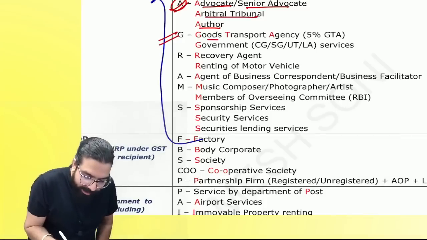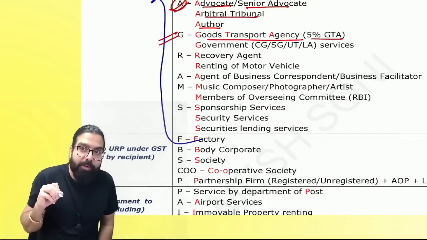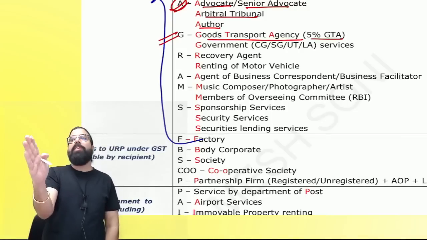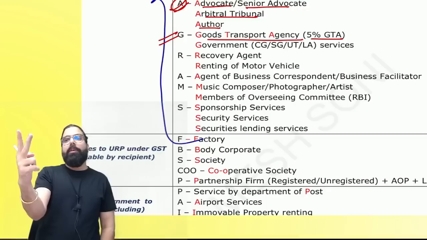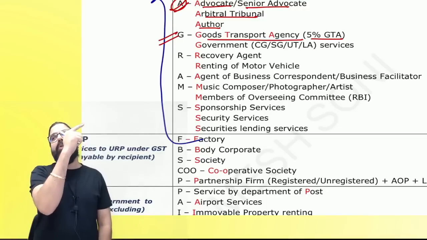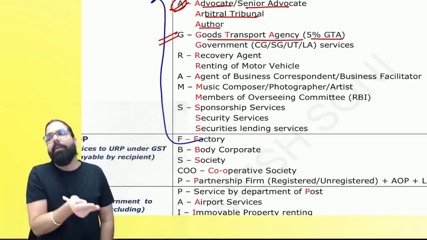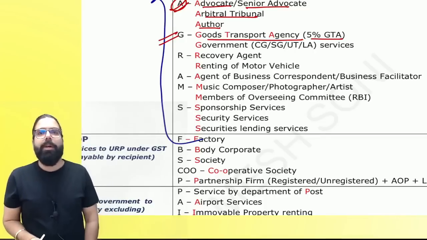The next one over here is GTA services. Always with GTA, everyone, 5% RCM GTA. Now, the amendment is what, everyone? GTA has been given two options. Forward charge 12% and forward charge 5% also can be there. And reverse charge is 5%. Can I go ahead, everyone?